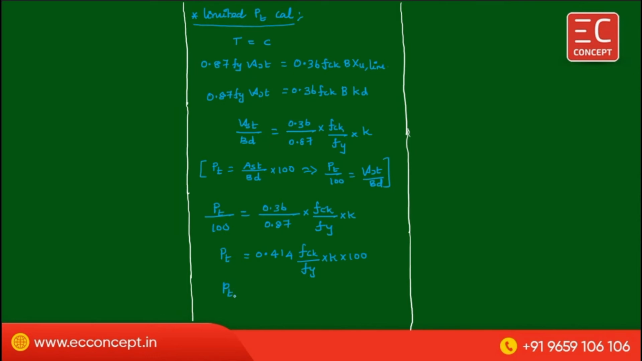Therefore PT is limited. Right, this is the limited PT, and if you solve it, PT limited is equal to 41.4 K FCK by FY. So the limited percentage of reinforcement is based on the grade of concrete and grade of steel. You have to keep this in your mind from an examination perspective. This is important. Understood? Next, the limited PT calculation is over.